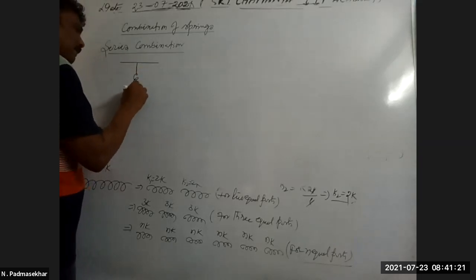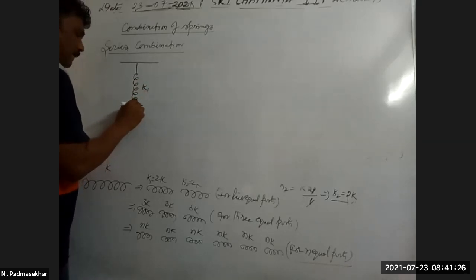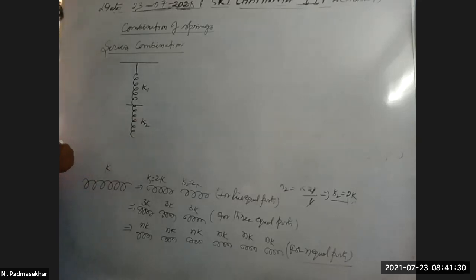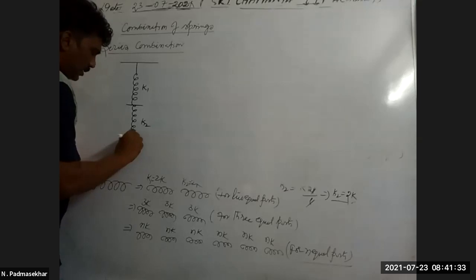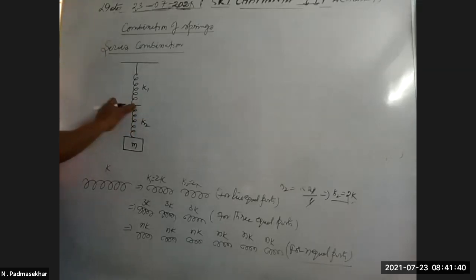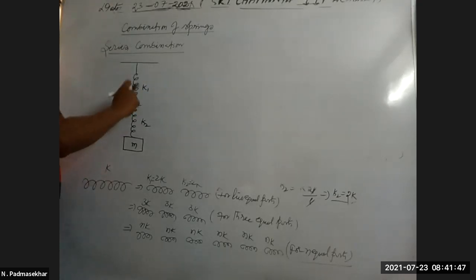This is a spring of spring constant K1, and another spring of spring constant K2, connected in series. A load of mass M is attached here. Now, what is the effective spring constant of this series combination?